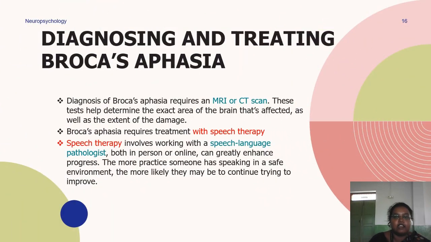Diagnosing and treating Broca's aphasia requires an MRI or CT scan. These tests help determine the exact area of the brain that is affected as well as the extent of the damage. Broca's aphasia requires treatment with speech therapy. Speech therapy involves working with a speech language pathologist, either in person or online, which can greatly enhance progress. The more practice someone has speaking in a safe environment, the more likely they may be to continue trying to improve.